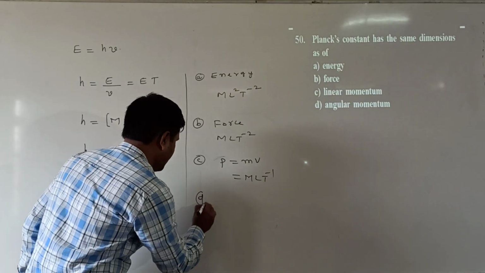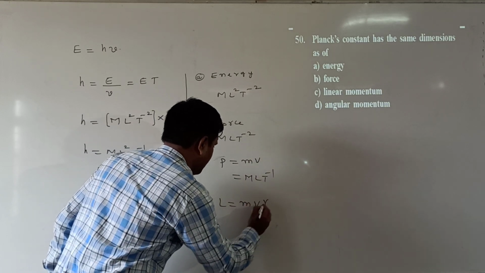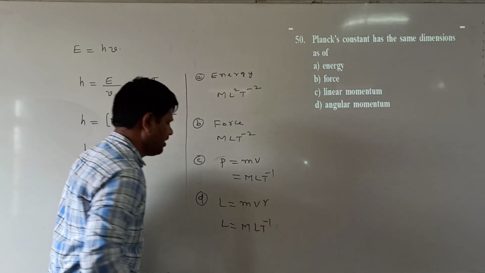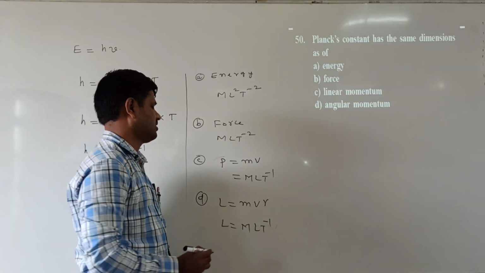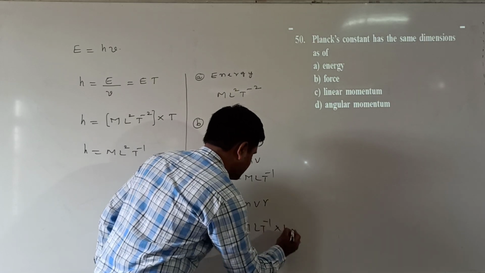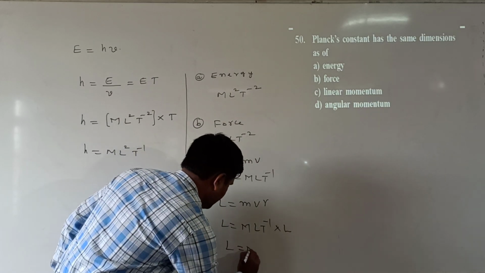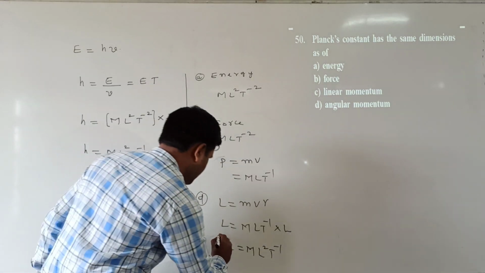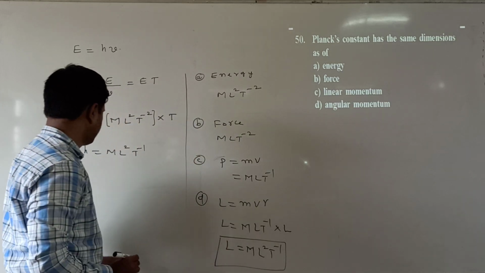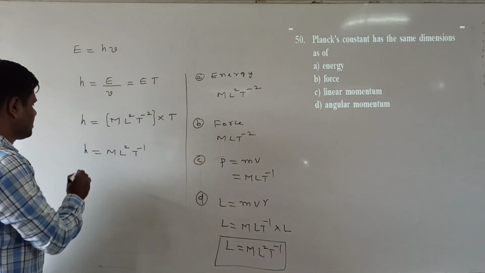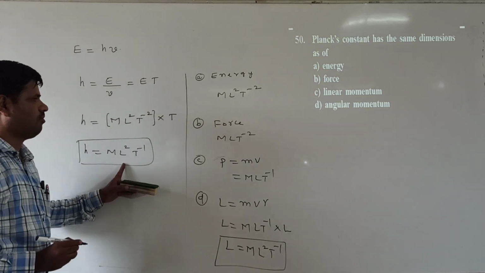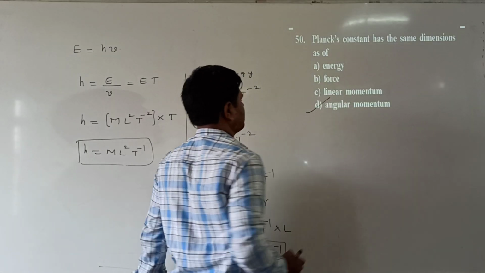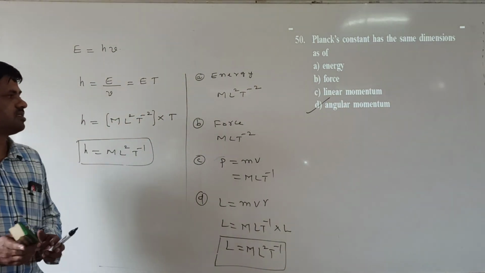Fourth option, we can check here: angular momentum L is equal to mvr. The mass dimensional formula is M, the velocity dimensional formula is L T power of minus 1, and the r dimensional formula is L. So we get L square T power of minus 1. So the angular momentum dimensional formula is ML square T power of minus 1. The Planck constant also has the dimensional formula ML square T power of minus 1. Both have the same dimensional formula. So which option is correct here? D option is correct here.